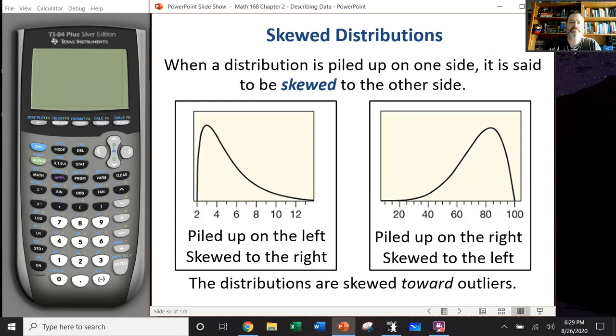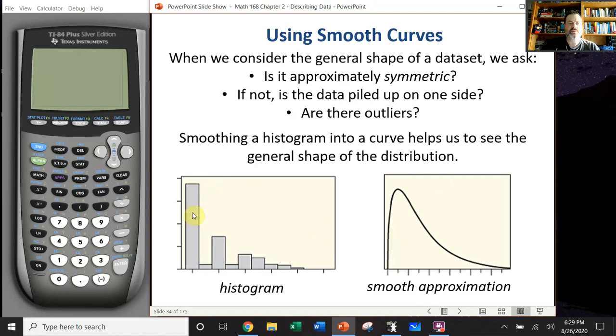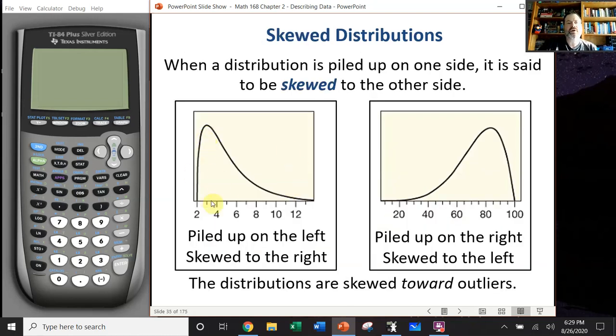So if the data is piled up on one side or the other, then we say that it is skewed to the other side. So this graph here is skewed to the right because it's all piled up on the left. That's similar to this one here, right? So if you see a smooth curve like this, just try to imagine a histogram that looks the same way. Well, we have a whole bunch of data piled up here, and then as the variable increases, the frequency in that bin or that bucket decreases. So this is skewed right because it's piled up on the left.